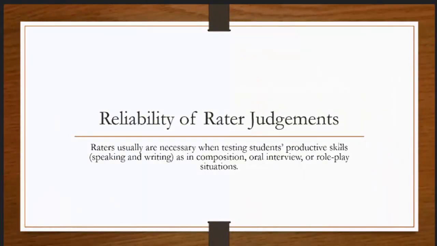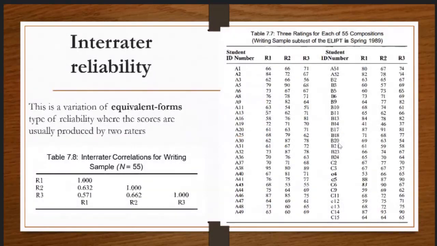Okay, I will talk about reliability in terms of the rater. Usually, raters are necessary when testing student skills like speaking or writing, such as a composition, oral interview, or role play. So we have two types of rater reliability: inter-rater and intra-rater. First of all, the first type is inter-rater reliability.